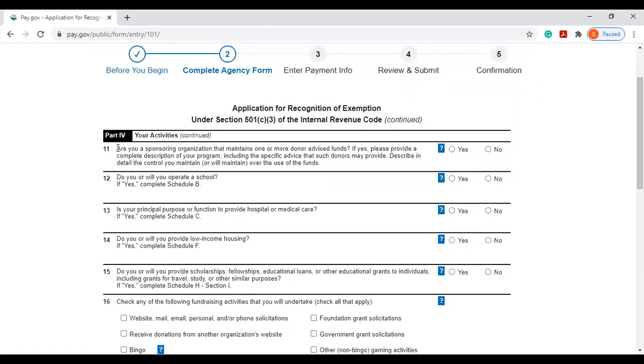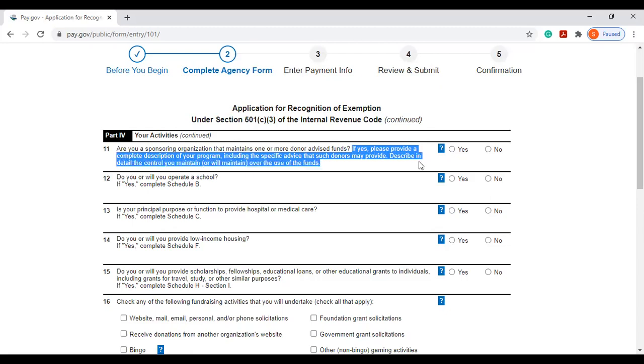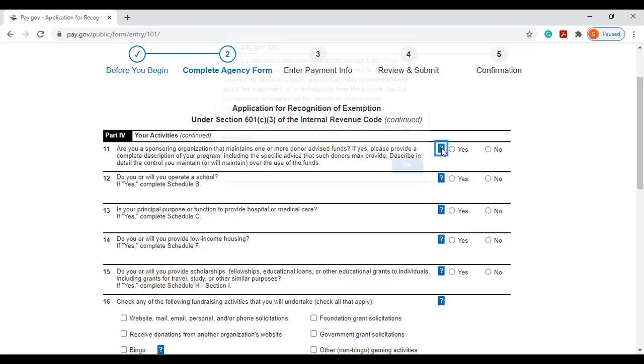Line 11. Are you a sponsoring organization that maintains one or more donor advised funds? This is becoming very, very popular nowadays, the donor advised funds. If yes, please provide a complete description of your program, including the specific advice that such donors may provide. Describe in detail the control you maintain or will maintain over the use of the funds. So let's learn more about that.